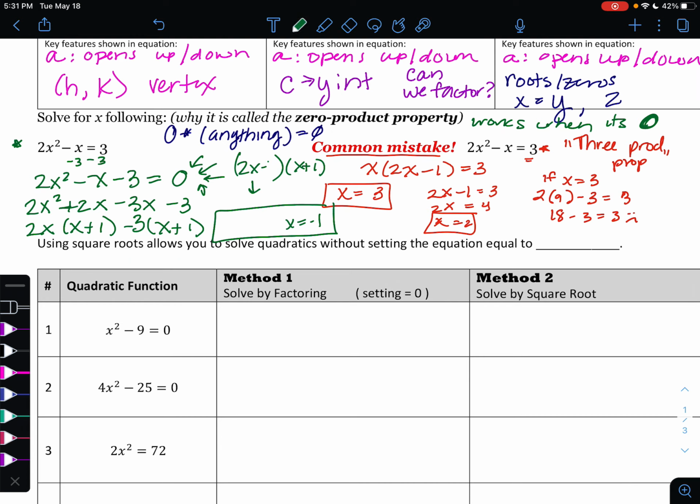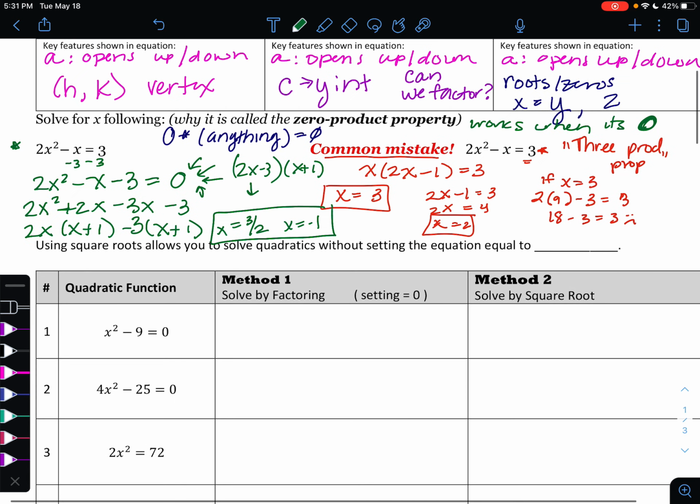Okay, so 2x minus 3, so my x would be 3 halves. 3 halves squared is 9 fourths, times 2 is 9 halves, minus 3 halves is 6 halves. Turns out that that's 3. It works. You could do the same thing with the number negative 1.